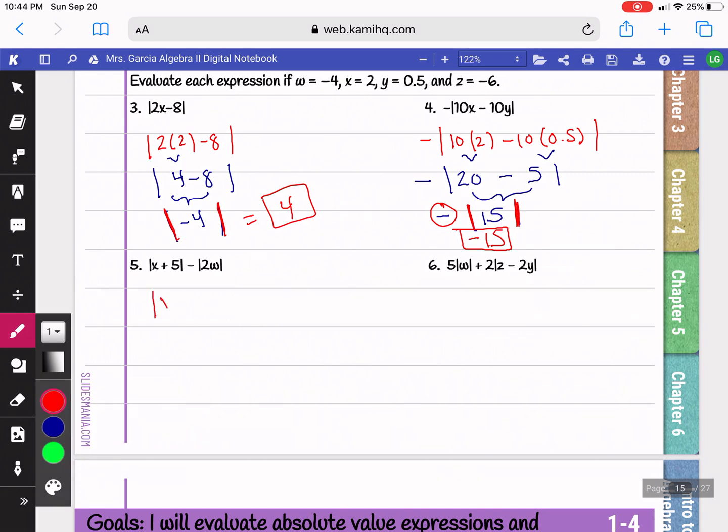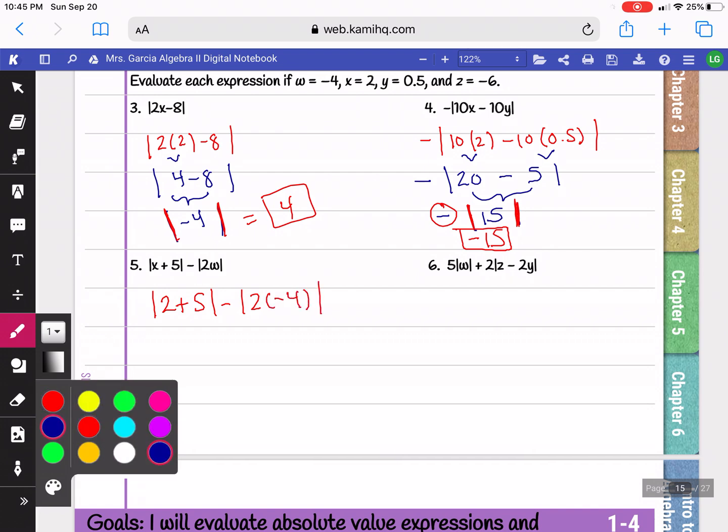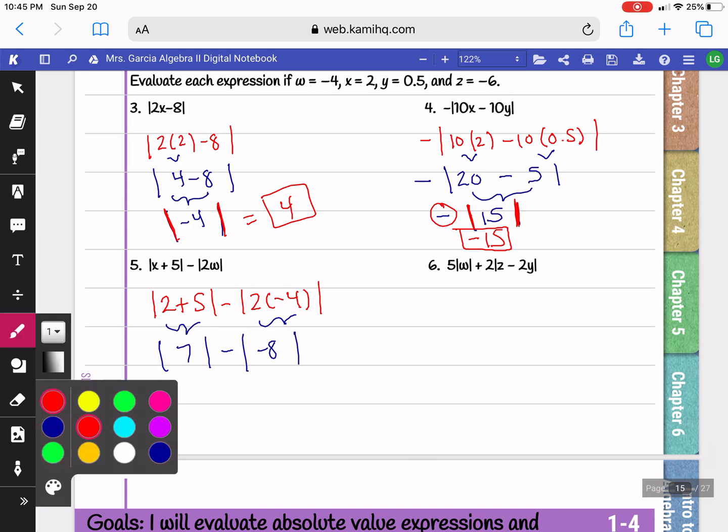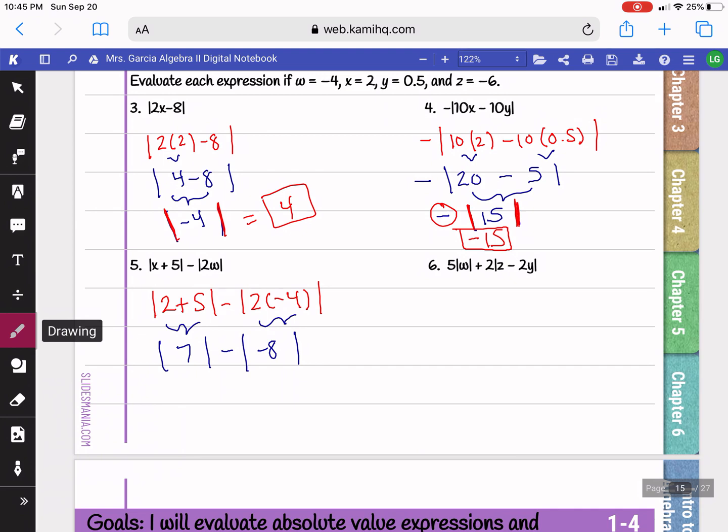In my next problem, I'm plugging in a 2 for x and a -4 for w. So now I can simplify the inside. 2 plus 5 is 7. Here, 2 times -4 is -8. Now that the absolute values are simplified, I can take absolute value. So the absolute value of 7 is 7. And the absolute value of -8 is +8. And at the very end, I would subtract. So 7 minus 8 gives me -1.